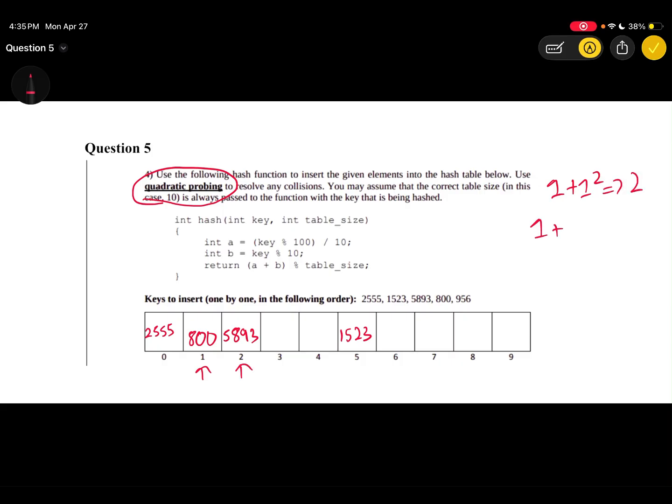Okay. 1 plus 2 squared. Okay. So this is 4 plus 5. Okay. At index number 5, collision again. Okay. Let's do it one more time. 9, 10. Okay. Look. 3 squared is 9 plus 1, 10.